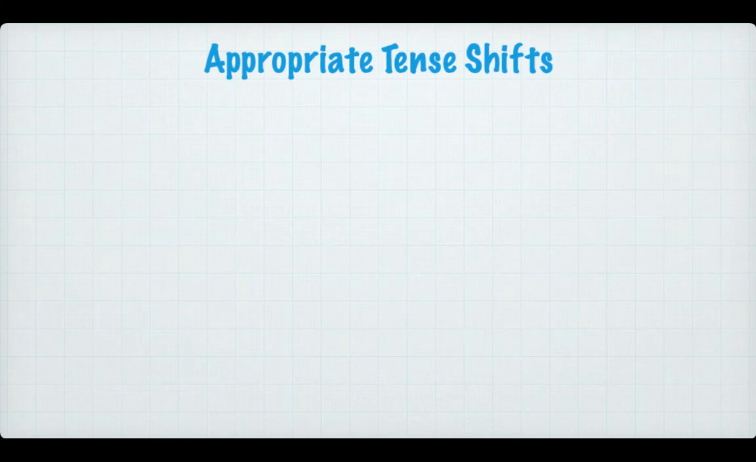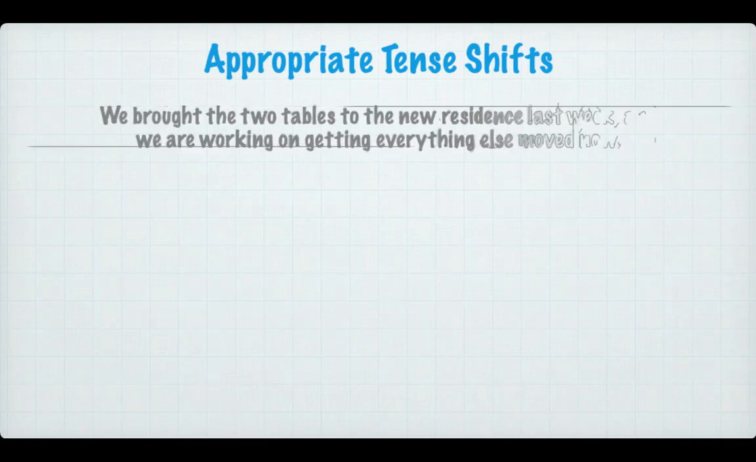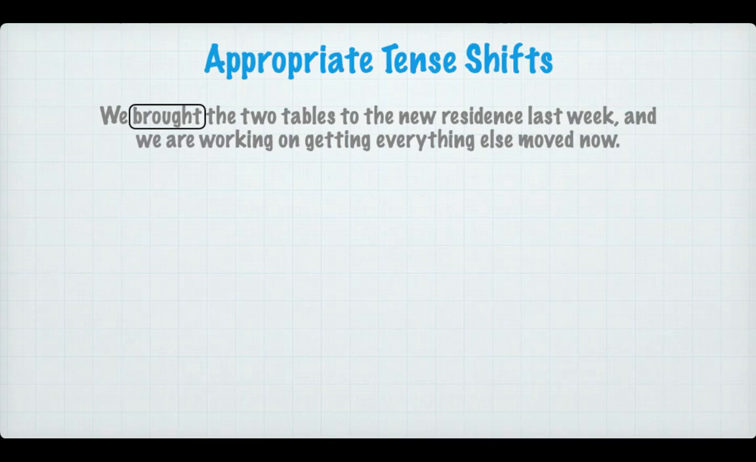Now, occasionally, shifts in tense are unavoidable. You might need to describe events that happened at two different points in time. Here's an example: We brought the two tables to the new residence last week, and we are working on getting everything else moved now. The first independent clause contains a simple past tense verb, and the second contains a present progressive tense verb, thus a necessary shift in tense.